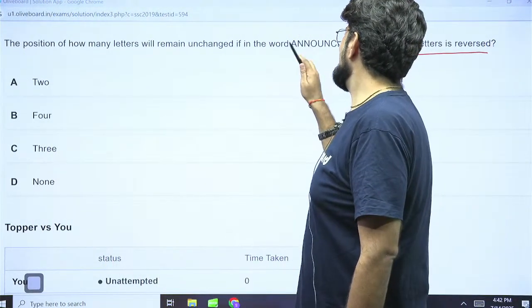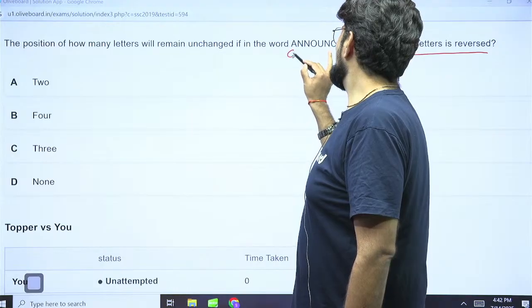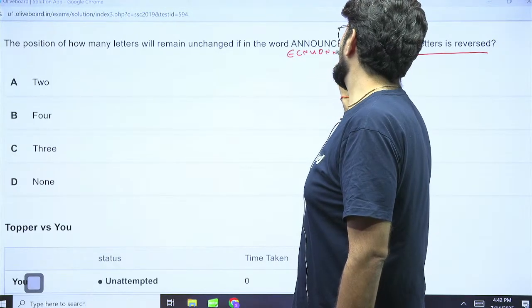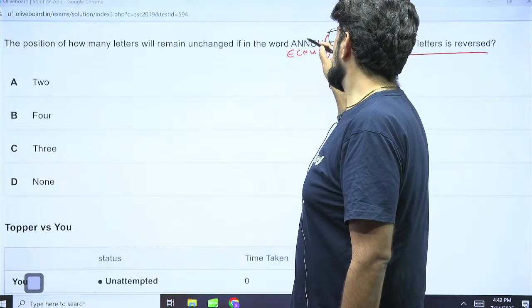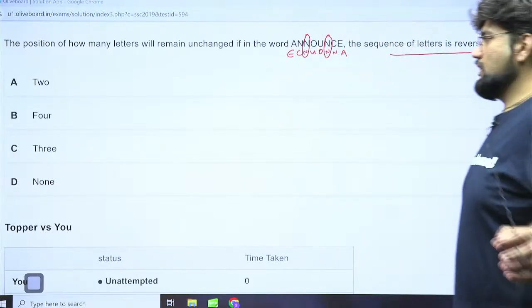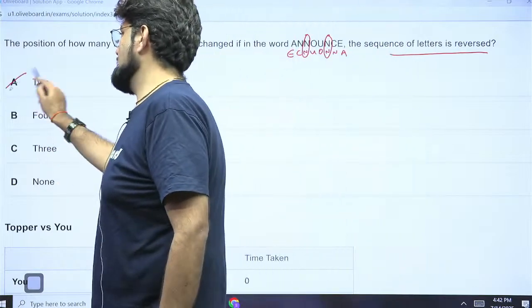So this will be E, C, N, U, O, N, N, A. This O, this N and this N. 2 letters will not change position. So we have 2 as the correct answer.